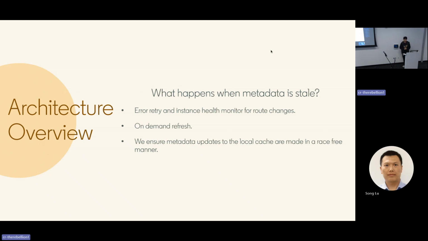And we also ensure that the metadata updates to the local cache are made in a race-free manner. What that means is that if the local cache is telling you that the current version is, for example, version 3, then I better have the routing table and all the information needed to make requests for version 3. I will never get to a state where I only have part of the data or only part of the update made it. It's either all or nothing.